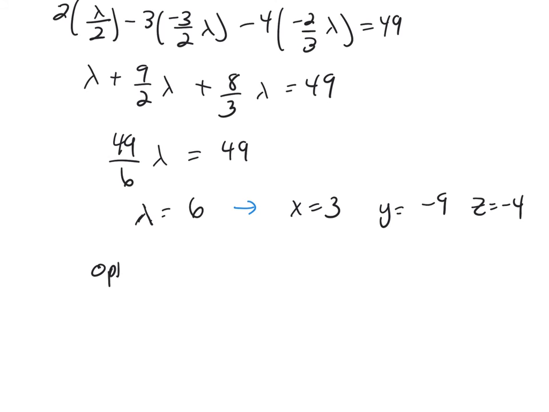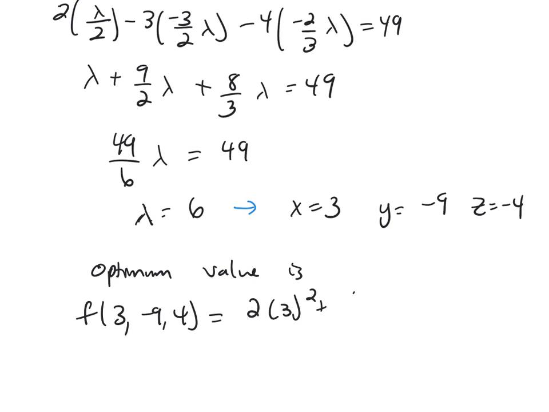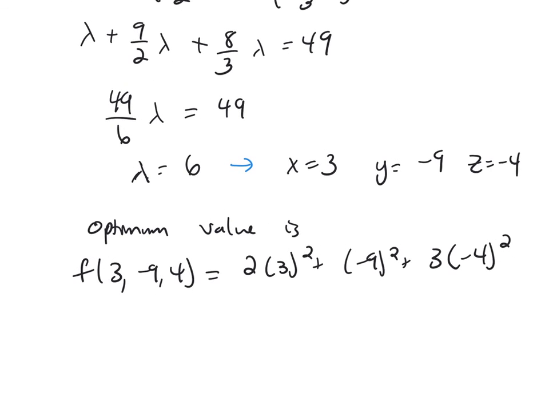So I learned that the optimum value is, plug it into your function, 3, -9, -4, into 2x squared plus y squared plus 3z squared. So you get 147. And so this value, 147, will be your minimum value.